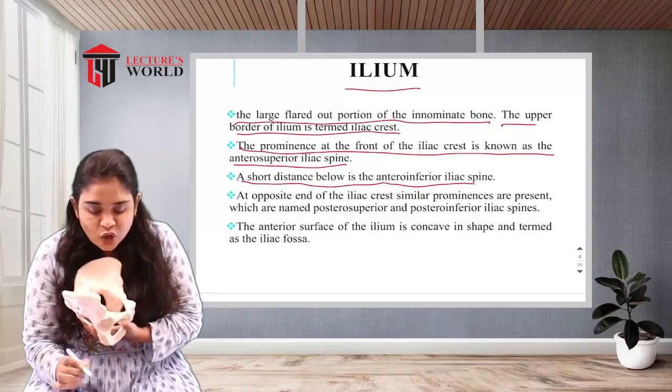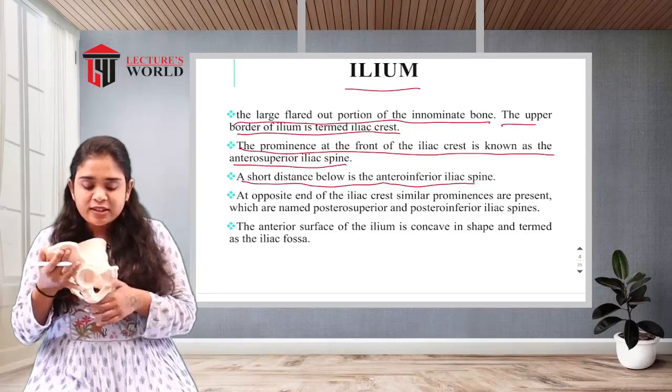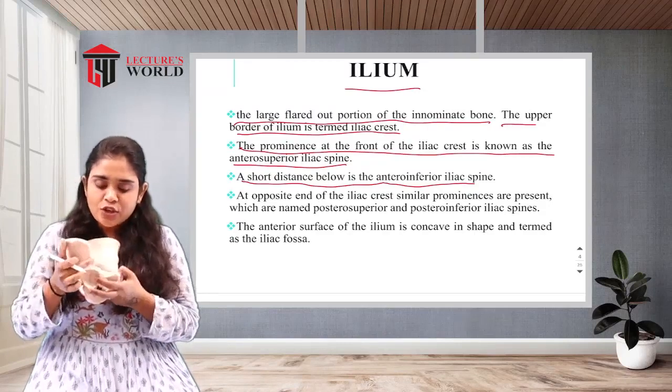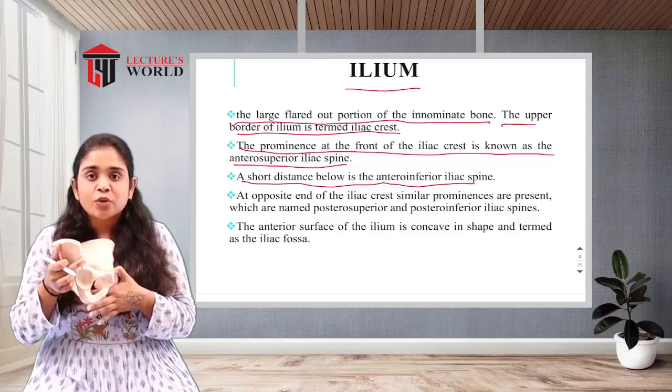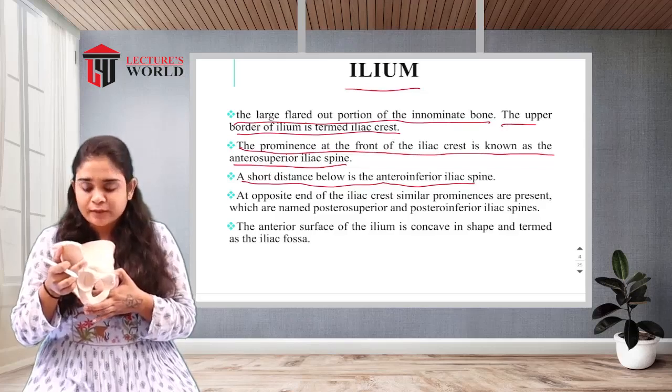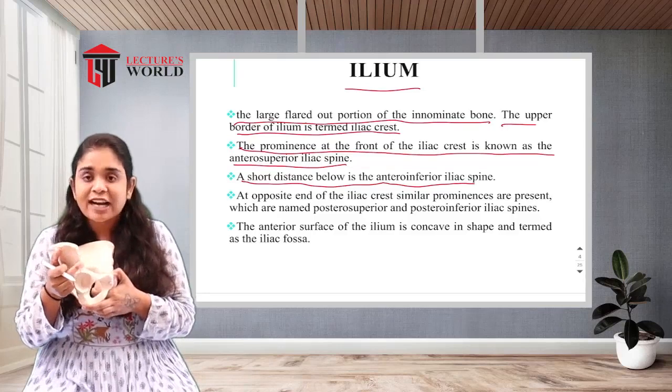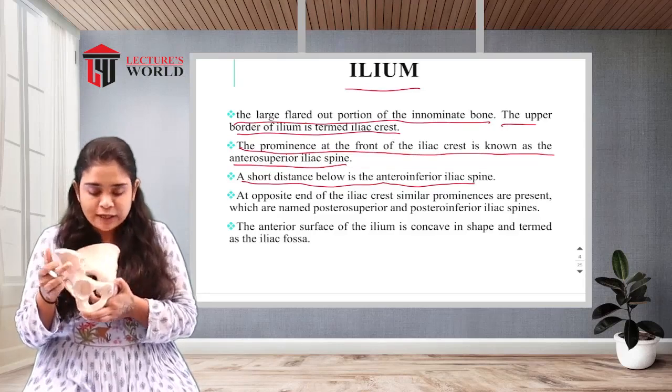So a short distance below this one, the one we are talking about, is the anterior inferior iliac spine. So this is the anterior superior iliac spine, and this one is the anterior inferior iliac spine.